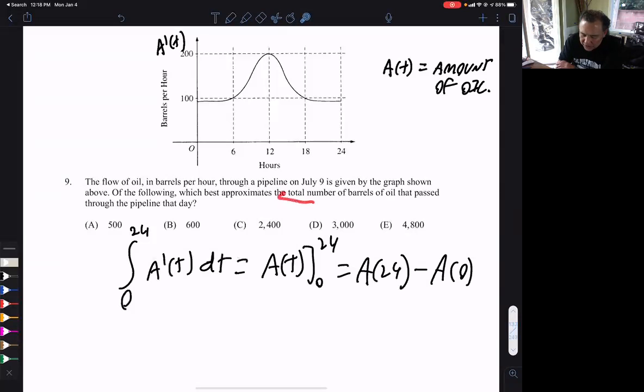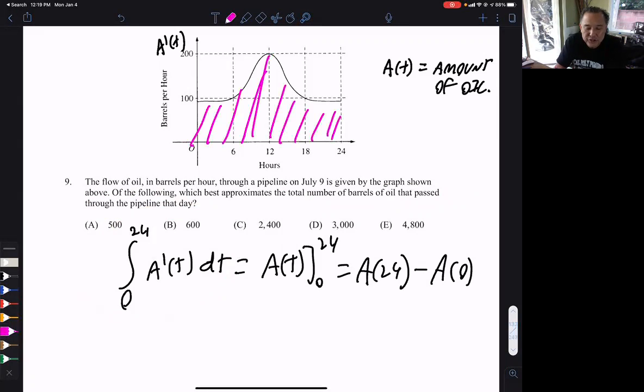So they want to approximate the total number of barrels of oil that passed through the pipeline. Well, you integrate the rate, and it tells you the change in whatever the rate is of. So basically, we want this integral. But what is an integral? It's an area. Integrals come from Riemann sums, and it's an area. So what they're really asking is, what's the area of that region? Well, we're going to have to approximate this, and I'll show you how.